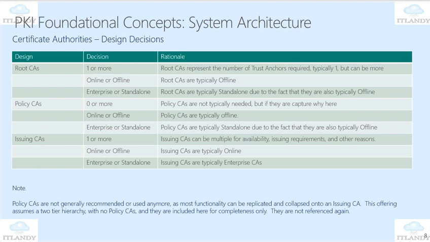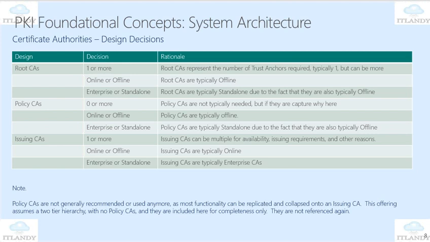Root CAs represent the number of the trust anchors required, typically one, but can be more. Online or offline, root CA are typically offline, but there's no harm of bringing it online. Root CA are typically standalone because they are offline, you don't need them to be domain joined.